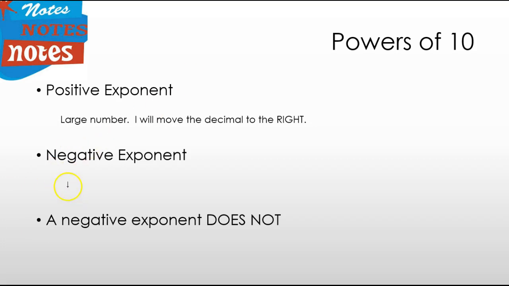If I have a negative exponent, this means I have a tiny number. And when we say tiny, we're not talking about the number of decimal places that I have. We're talking about something that's really small, microscopic. So maybe an amoeba or maybe a human cell. So things that are super small. And for these, I will move the decimal to the left.